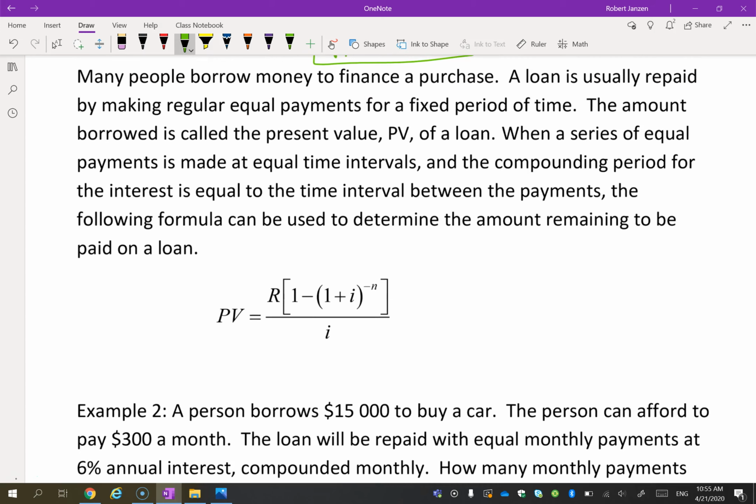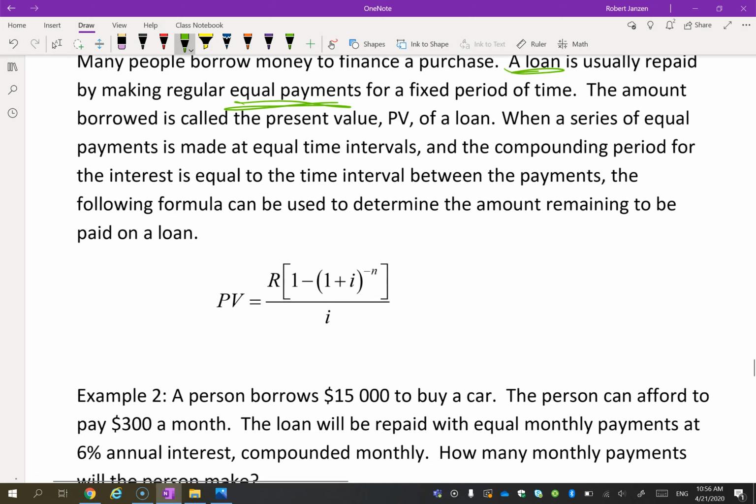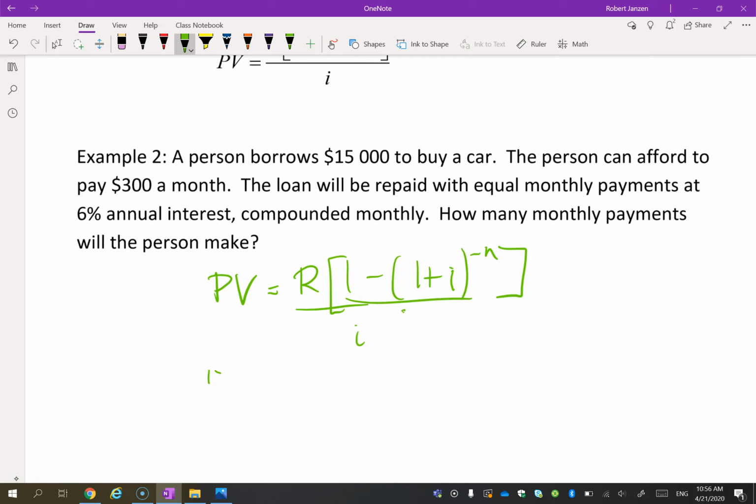Many people borrow money. So this is going to be, instead of saving money, it's paying back a loan. So you have a loan and you're going to make equal payments. Okay, and what we want to do is try to figure out how do we get this loan paid off. So this one says a person borrows $15,000. That's the present value. That's what you're going to owe to start with. And the question is, if I pay $300 a month, how long is it going to take me to pay off this car?